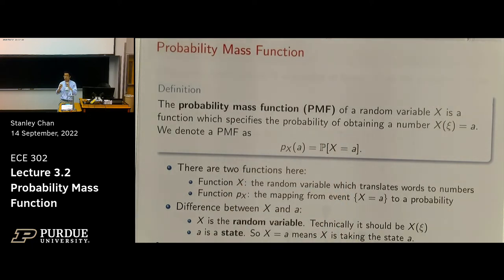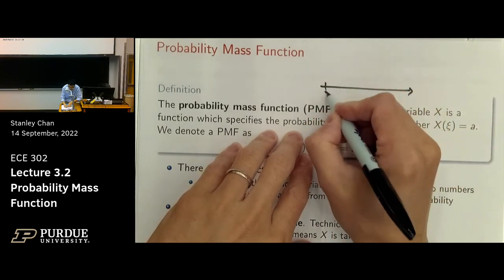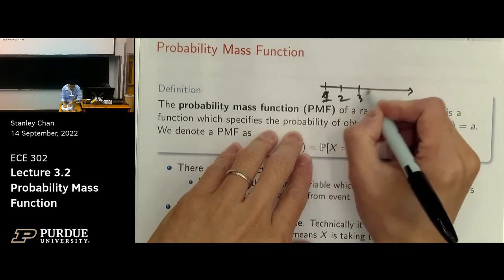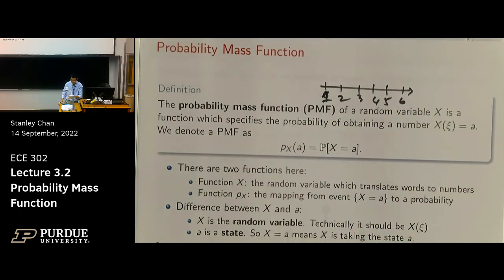And you ask, what is the probability of getting X equals A? That has to be a number between 0 and 1. You assign that number, and you plot it out. That is called the probability mass function. It looks very simple. So let's say you have 1, 2, 3, 4, 5, 6 for throwing a die.